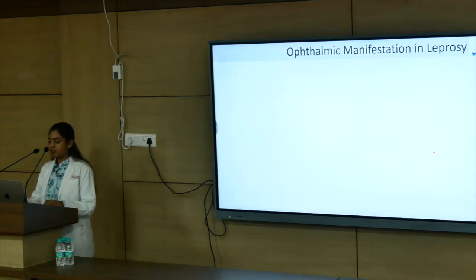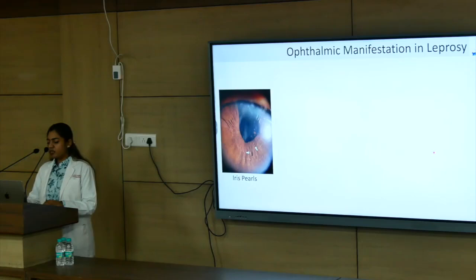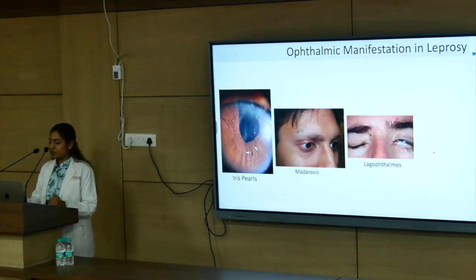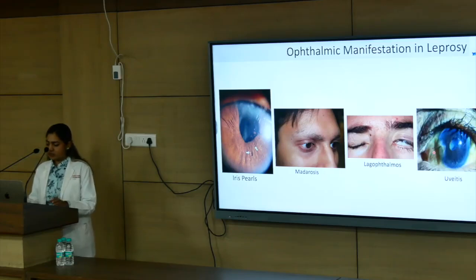Ophthalmic manifestations in leprosy. Leprosy may present as iris pearls. This is a pathognomonic finding of lepromatous leprosy. There might be madarosis, which is loss of lashes and the lateral half of the eyebrows. In tuberculoid leprosy, there is involvement of the facial nerve and the ophthalmic division of the trigeminal nerve. This leads to incomplete eye closure, known as lagophthalmos, that we can see in this image. And there might be chronic uveitis, which is the most frequent ocular manifestation of leprosy.